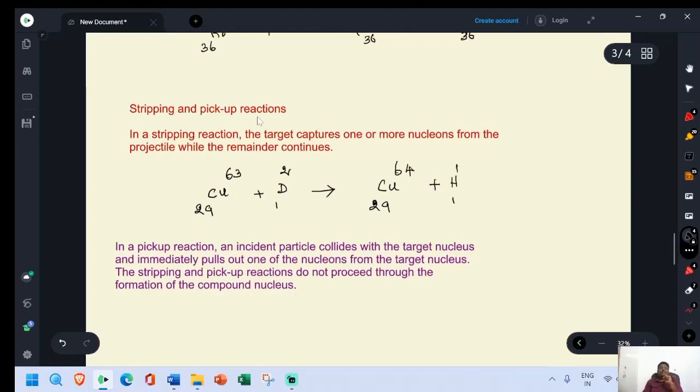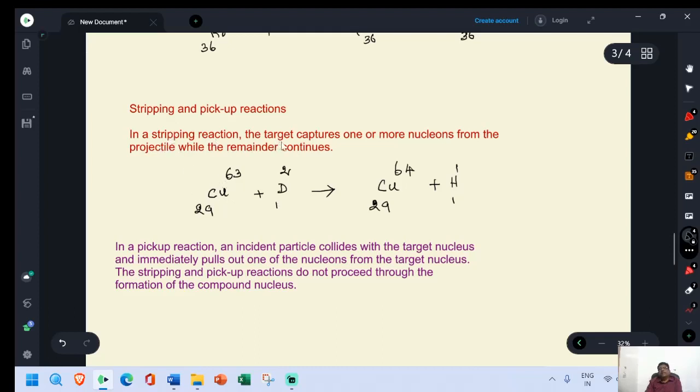In a stripping reaction, the target captures one or more nucleons from the projectile while the remainder continues. See, this is a deuteron which consists of a proton and a neutron. When a deuteron interacts with copper-63, copper-64 is produced and a proton comes out of the system. Here, a neutron is extracted from the deuteron by the copper, so we are calling this reaction a stripping reaction.